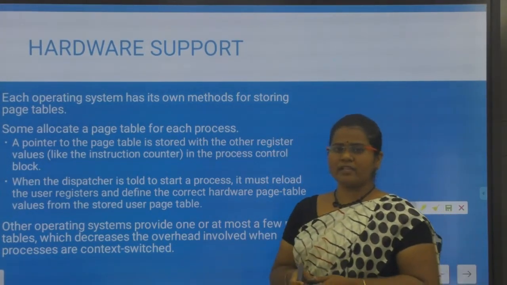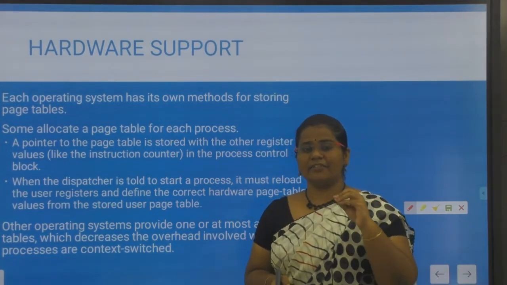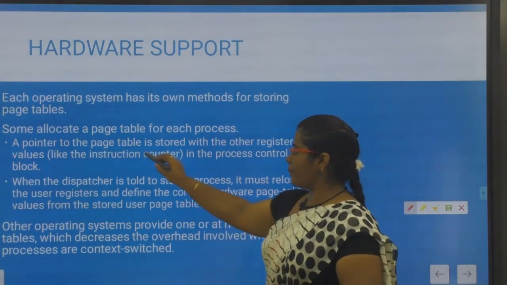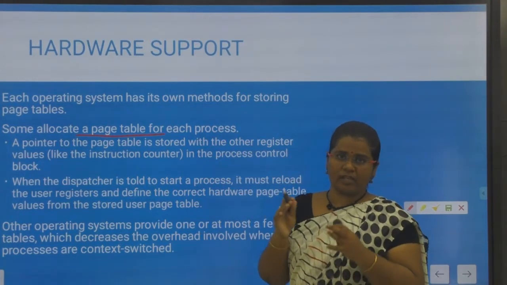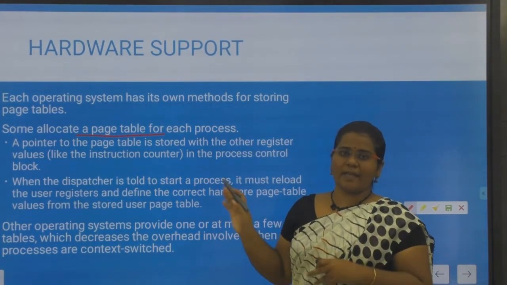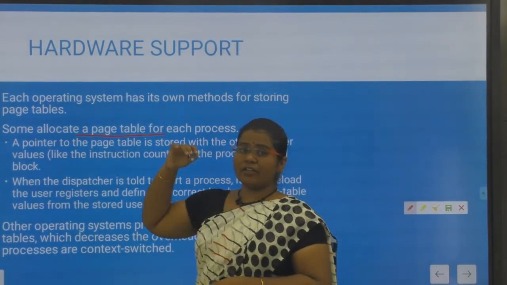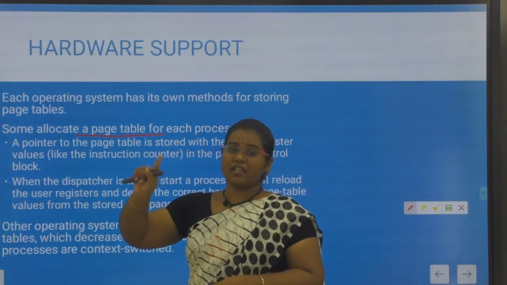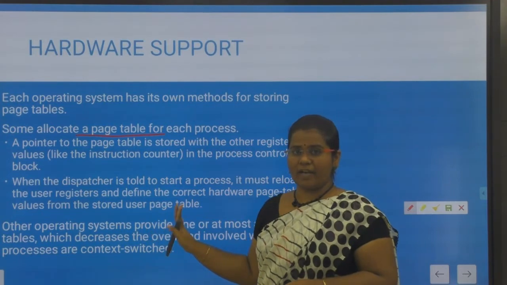Based on your operating system, each operating system will have different methods to store your page tables. Some operating systems will allocate a page table for each and every process. As soon as a process is created, one page table will be generated by the operating system. And in order to refer to any page, the first thing you need to do is check the page table to find out the frame number.